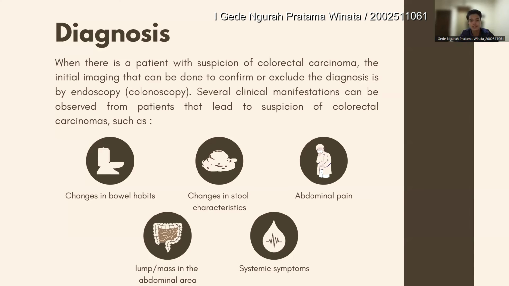In this section, I will cover the diagnosis of colorectal carcinoma. So when there is a patient with suspicion of colorectal carcinoma, the initial imaging that can be done to confirm or exclude the diagnosis is endoscopy or colonoscopy. To be able to recommend this examination, several clinical manifestations can be observed from the patient that lead to suspicion of colorectal carcinoma, such as change in bowel habit, change in stool characteristic, abdominal pain, a lump or mass in the abdominal area, and systemic symptoms.